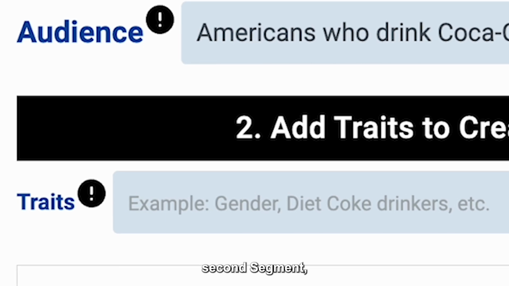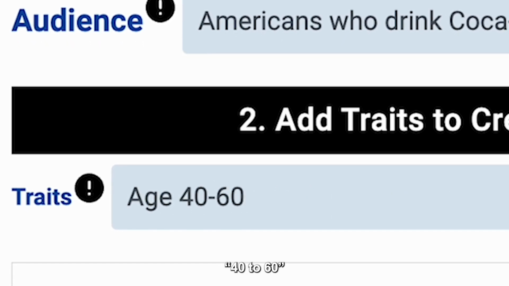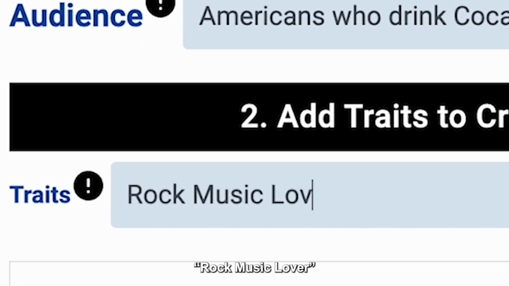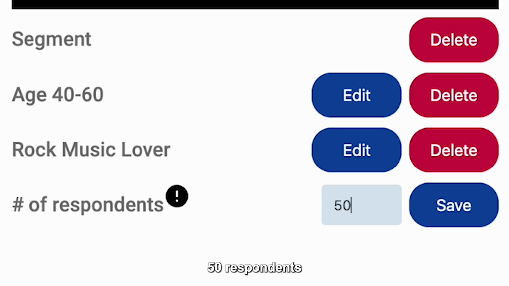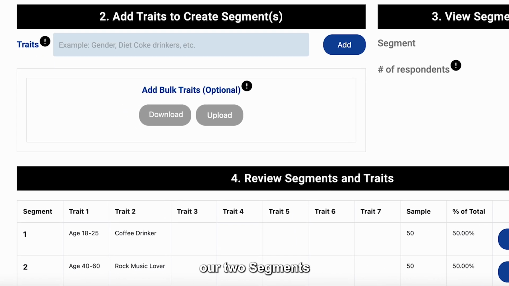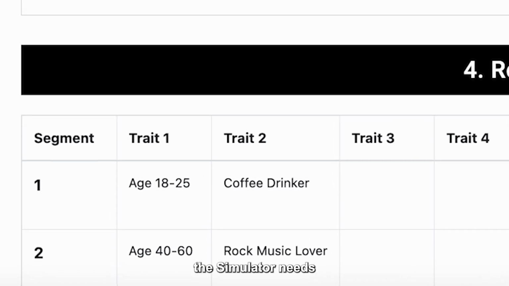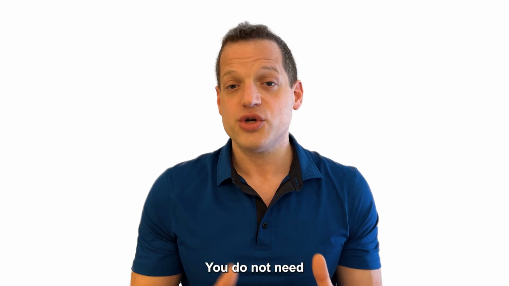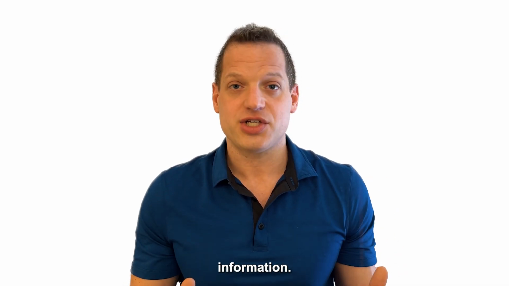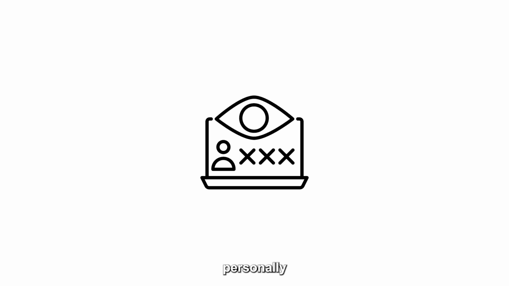For our second segment, we'll have a trait of age 40 to 60 and another trait of rock music lover. Let's go with 50 respondents for this group as well. Now, our two segments are in the review section, and that's all the data the simulator needs to conduct the survey. You do not need to provide any more information, no additional info, and no personally identifiable information required.